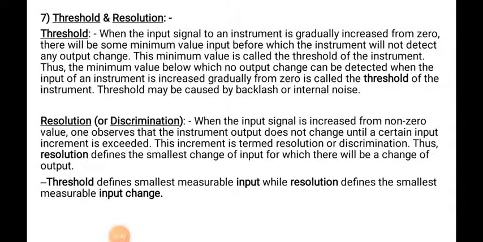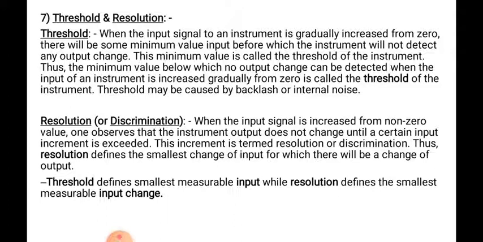Okay, now when the input signal to an instrument is gradually increased from 0, there will be some minimum value of input before which the instrument will not detect any output change. Okay, means from 0 to some minimum value, the pointer will not show any change. And this minimum value is called the threshold of that instrument. Okay, this is one definition.